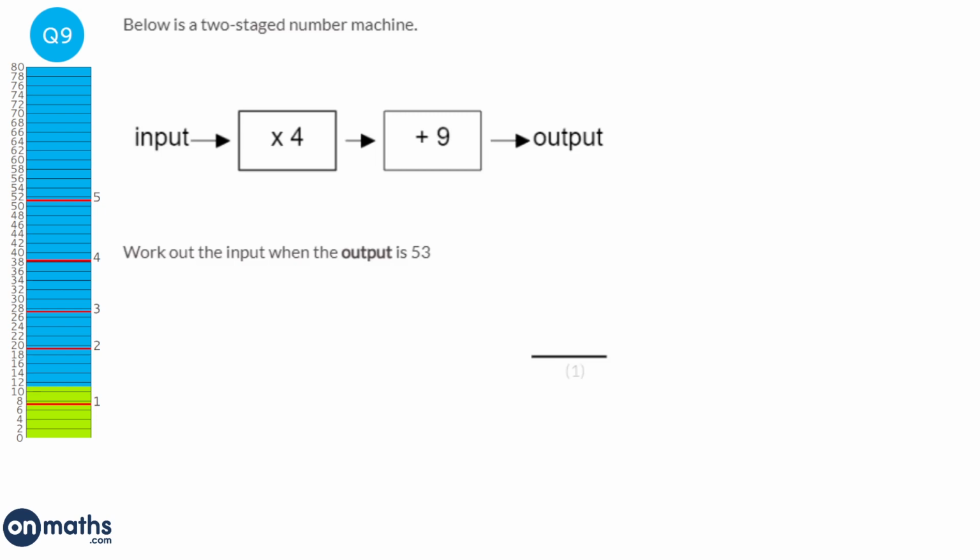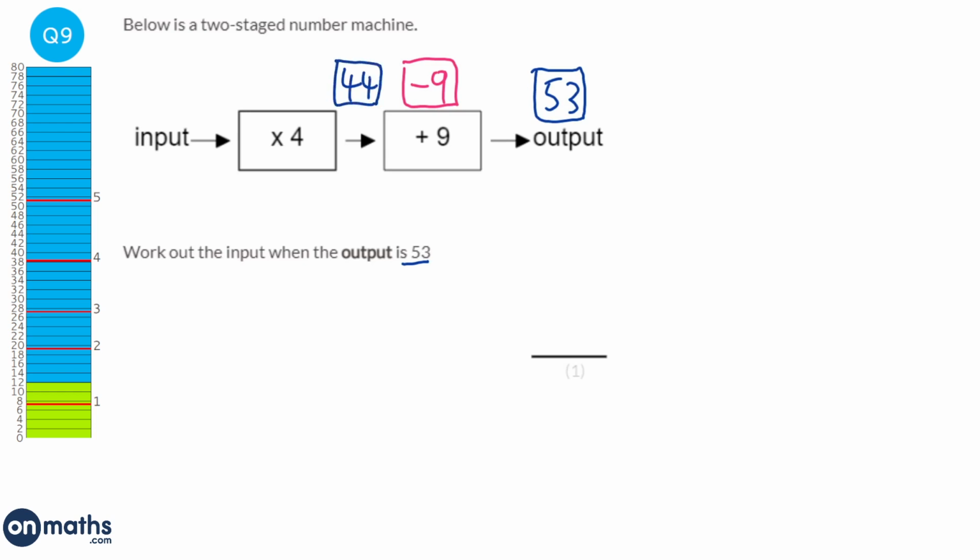In this question, we're given the output as 53. So we know that the output was 53. So now we've kind of got to work backwards. And when we work backwards through a function machine or a number machine, we do the opposite of what it says. So this first one says plus 9, but when we go backwards, we do the opposite, which is take away 9. So we do 53, take away 9, which is 44.